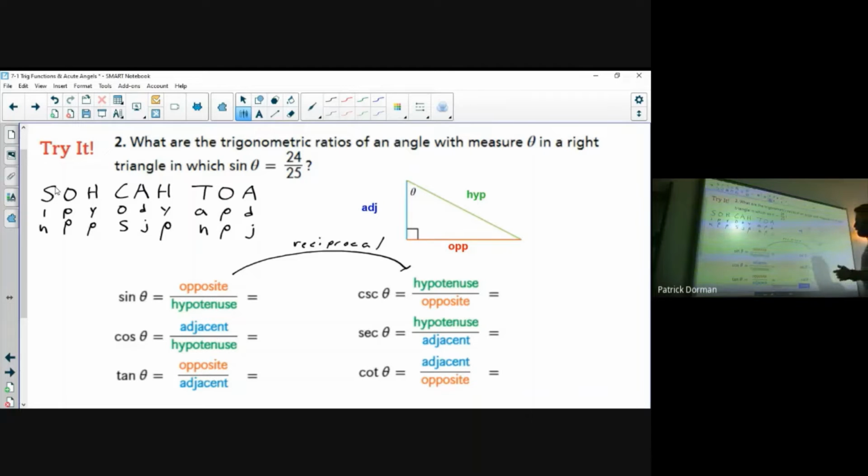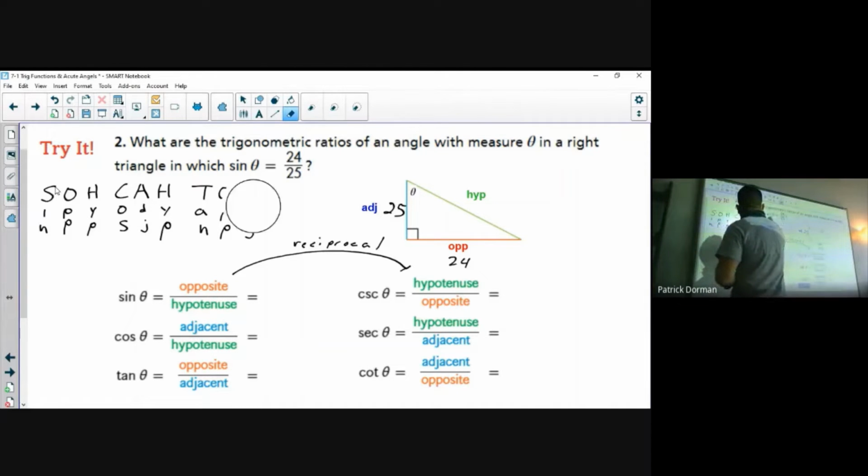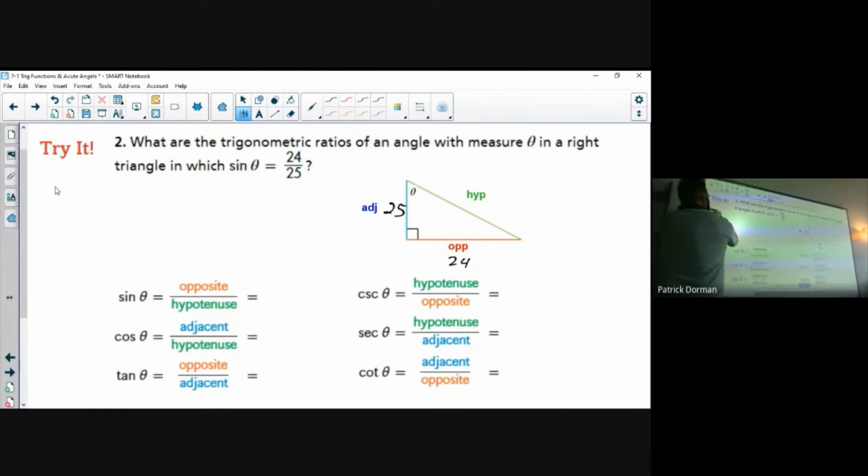All right, so now with that out of the way, this is our opposite. So opposite goes here. It's already written for us. Opposite is 24. Adjacent is 25. And using that information, we can fill in. Oh, no, we can't fill it in yet because we're missing the hypotenuse. And I'm going to go ahead and erase SOHCAHTOA because we're going to have to do some work.